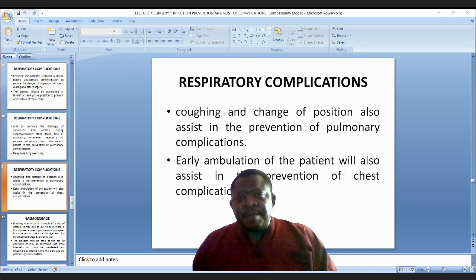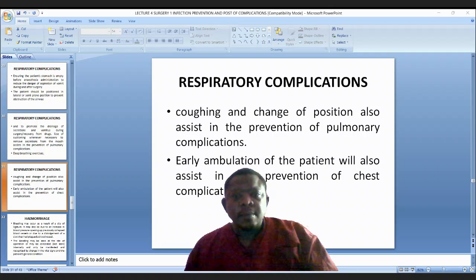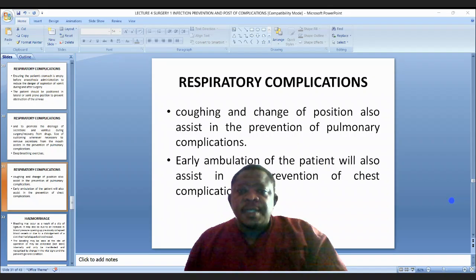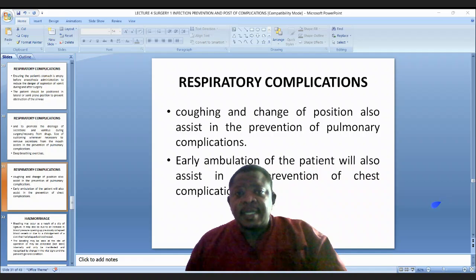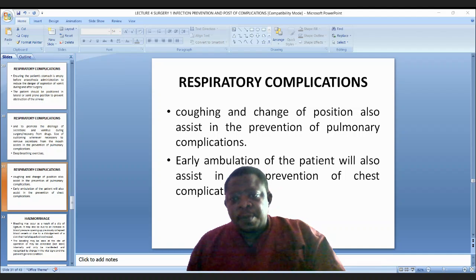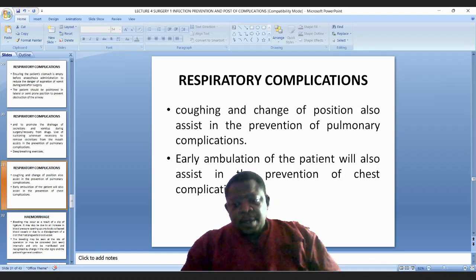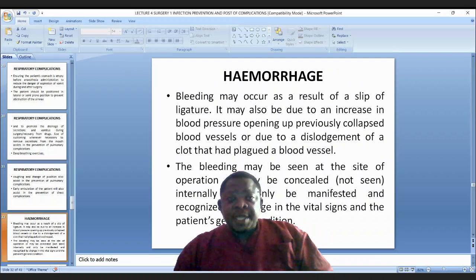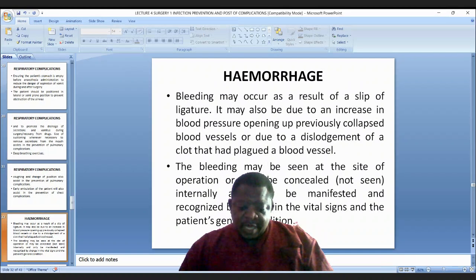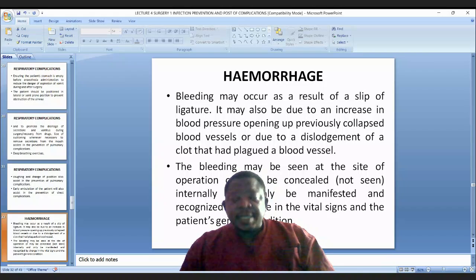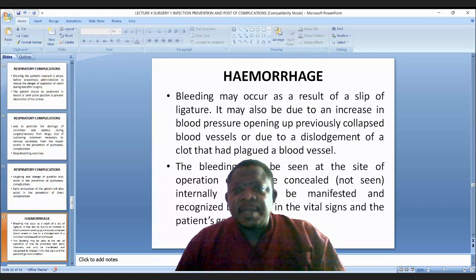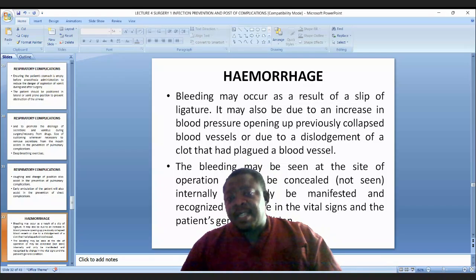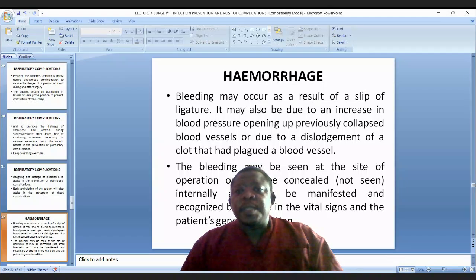Now, looking at the circulatory or cardiovascular system, the first complication is hemorrhage. Bleeding may occur out of a slip of a ligature after surgery, or it may be due to an increase in blood pressure opening up previously collapsed blood vessels, or due to dislodging of a clot that had plugged a blood vessel. Patients with hypertension, we do not conduct surgery because of the risk of buildup of pressure. Patients with a clotting problem, or a disease that may affect the clotting mechanism, we do not do the procedure until we reach normal levels of function.